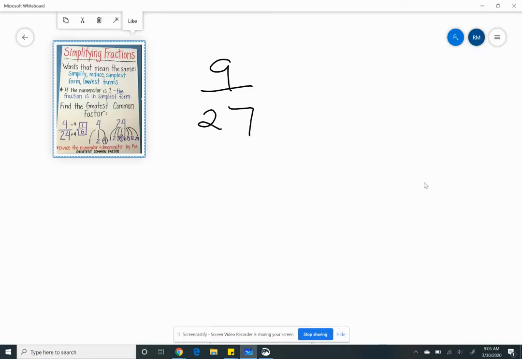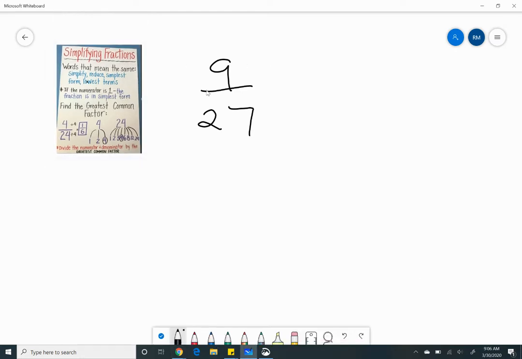All right, you guys, so today you are simplifying fractions, which is the same thing as finding the smallest equivalent fraction. So the second problem on the page today is 9/27, okay? So over here in my anchor chart, I know that if the numerator is 1, the fraction is in the simplest form. Well, my numerator is not 1, it's 9, okay?